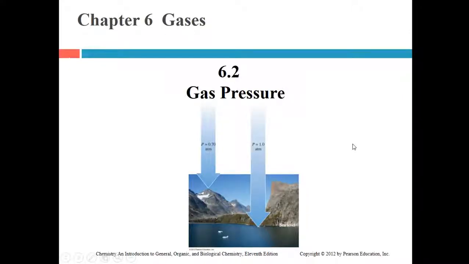6.2, gas pressure. Now, if you look at this picture here, you're noticing that we have this beautiful lake and a beautiful mountain, and we have these arrows, and you're wondering, why are these arrows pointing down? But notice, on our arrows we have P equals 1 atm, and up here at the top of this mountain, P equals 0.70 atm. Well, let's learn a little bit about what that means.